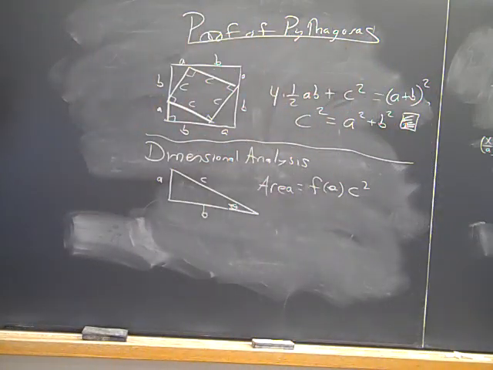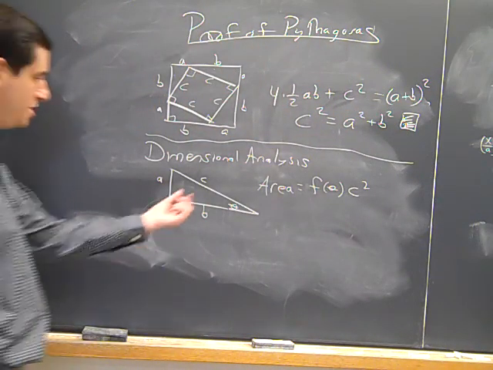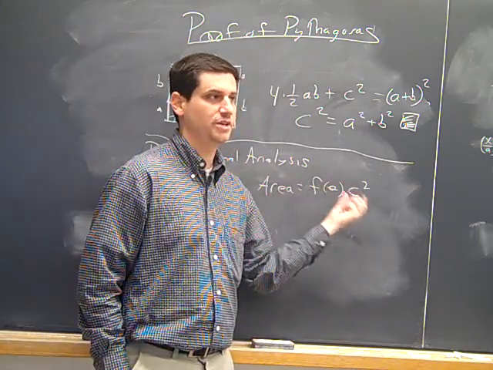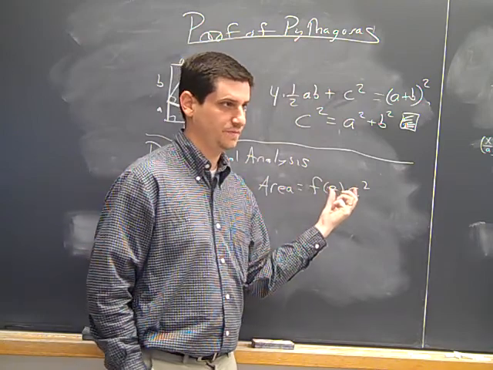I'm not going to use trig. All I'm going to say is, for each theta, there is some number such that the area of the triangle is f of theta times c squared. Everybody comfortable with this? Okay.